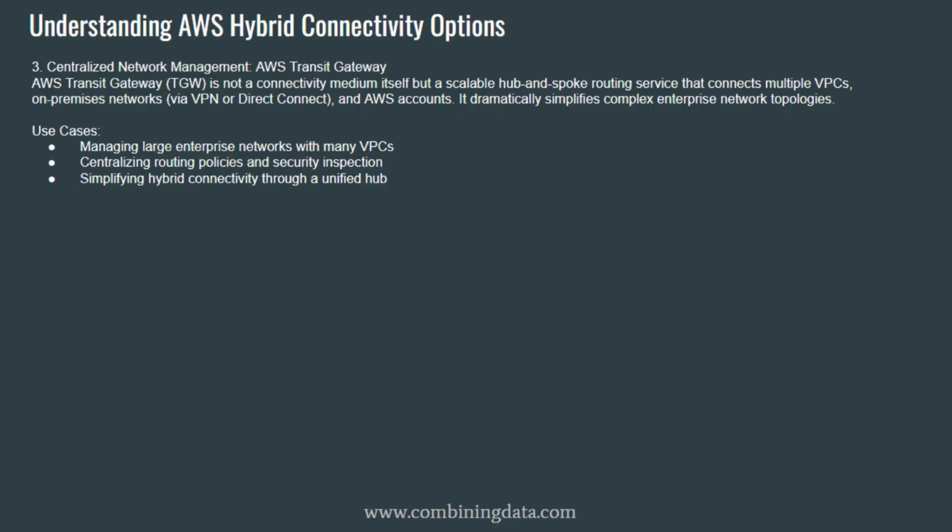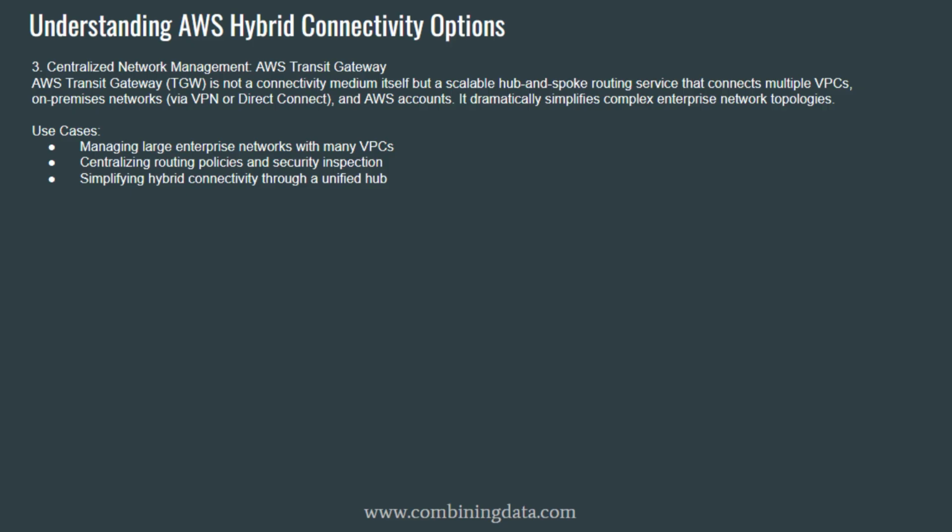Think of Transit Gateway as a central hub for your network. Instead of creating many point-to-point connections, all networks connect to one central gateway. This creates a clean hub and spoke architecture that is much easier to manage and scale.